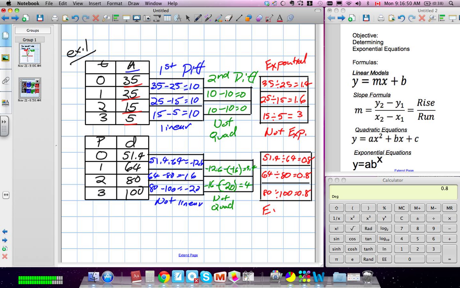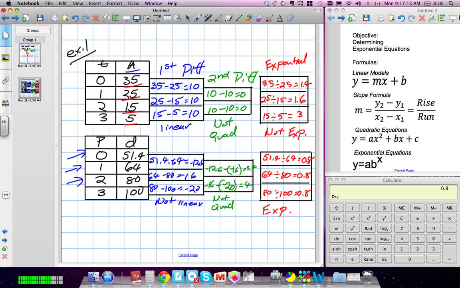So is this an exponential equation? Yes, we know it's exponential. But here's the tough part. Is this exponential growth or is this exponential decay? How do you know if it's growth? Okay, our terms are positive. Okay, you could think of it that way.